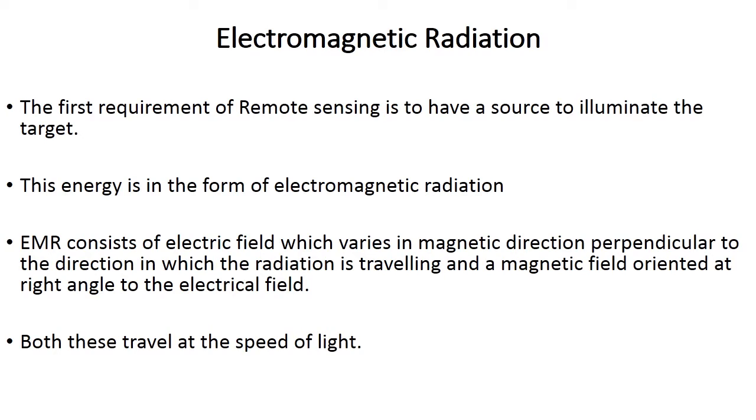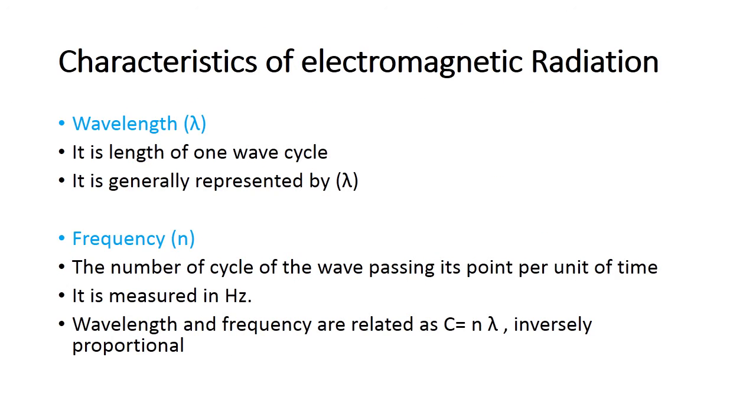So this is something important which we have to keep in mind about electromagnetic radiation. That is, first, there should be a source of illumination, say the sun. Then electromagnetic radiation consists of a magnetic field and an electrical field, and both travel at the speed of light. Now let us see some characteristics of electromagnetic radiation. Two characteristics are particularly important for understanding remote sensing, and these are wavelength and frequency.